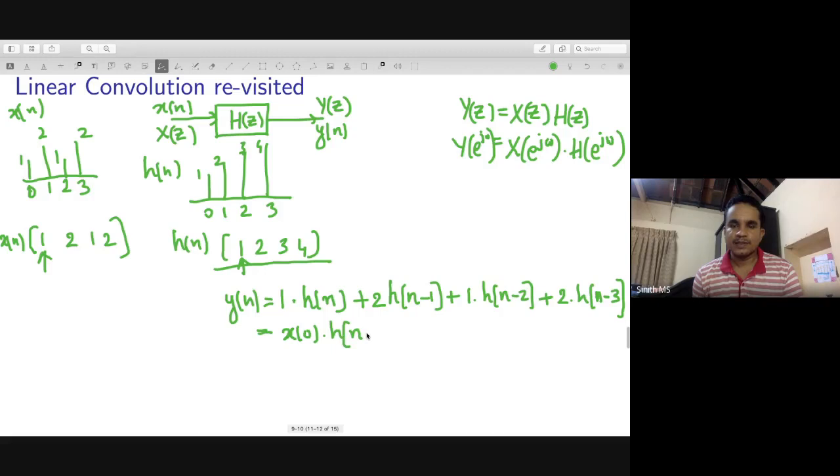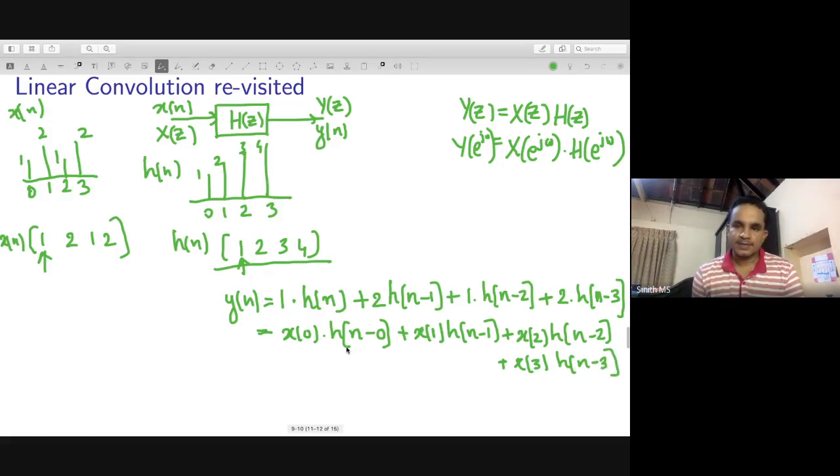So instead of h[n], I will write h[n minus 0]. h[n minus 0] and h[n] are the same. Plus x[1] into h[n minus 1], plus x[2] into h[n minus 2], plus x[3] into h[n minus 3]. So this is what you finally get as y[n].